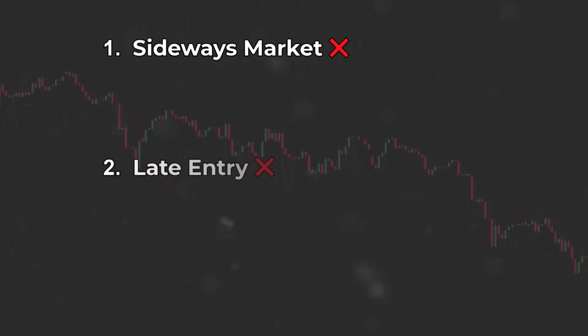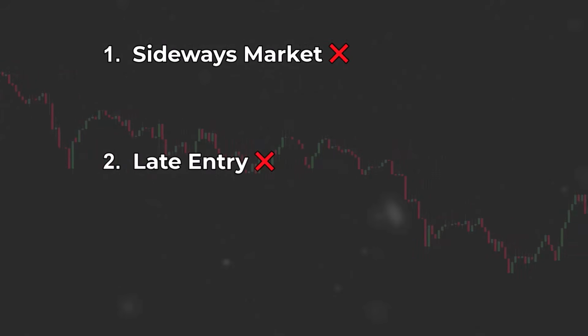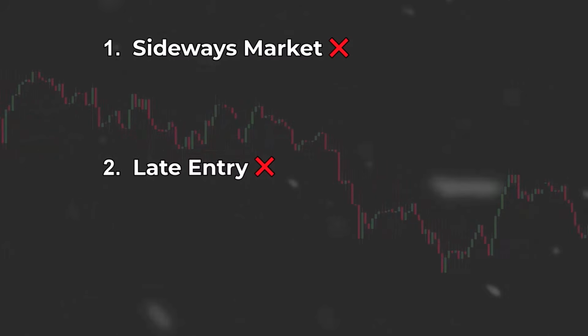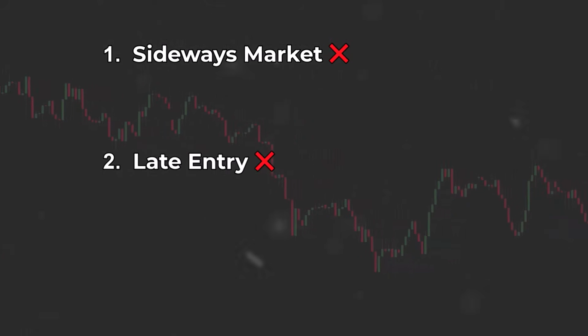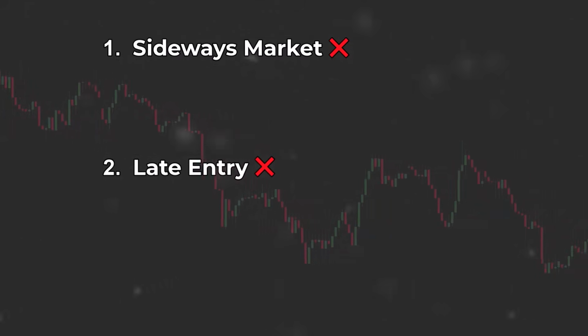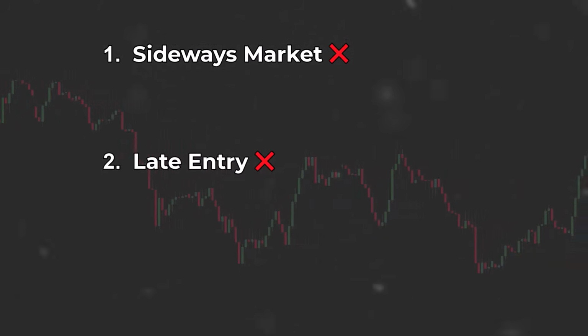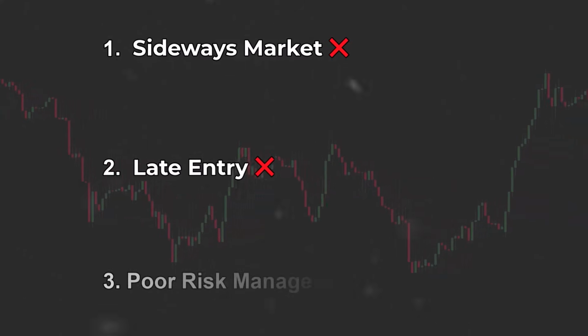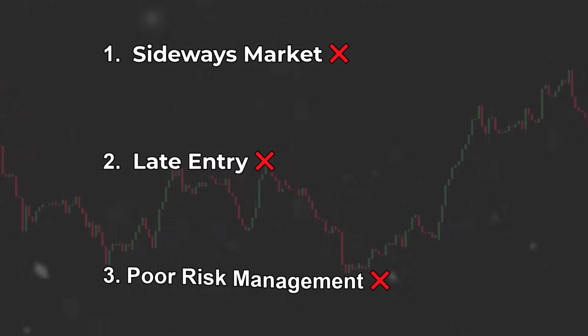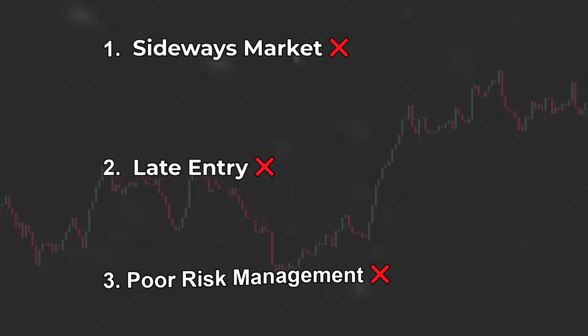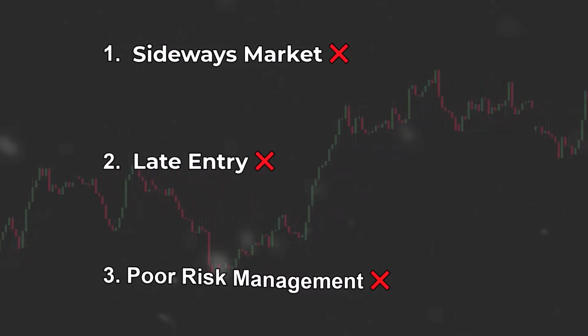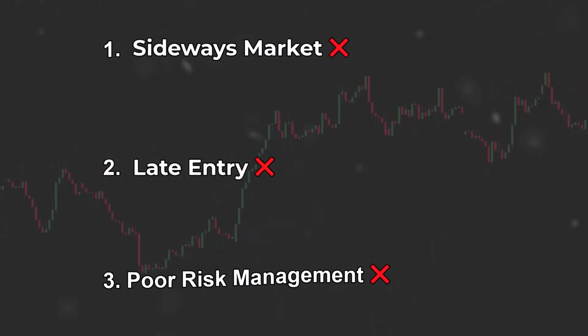The second mistake is entering too late. Some traders wait for a very large candle after the RSI crosses 50, but by that time, a big part of the move may already be over. The third mistake is ignoring risk management. Even a good setup can fail. Always use a stop loss and manage your risk properly.